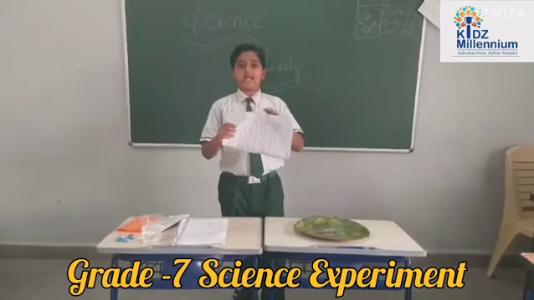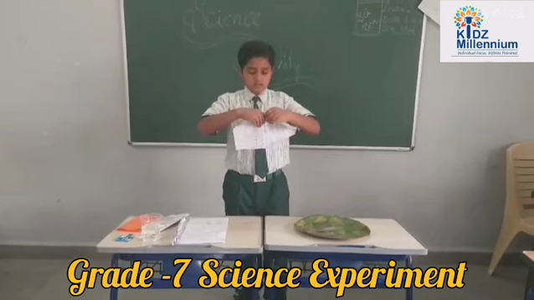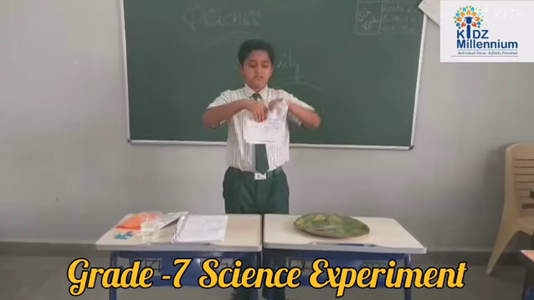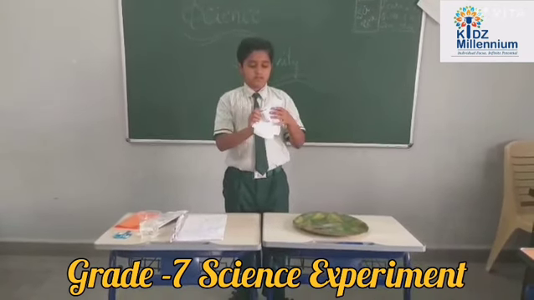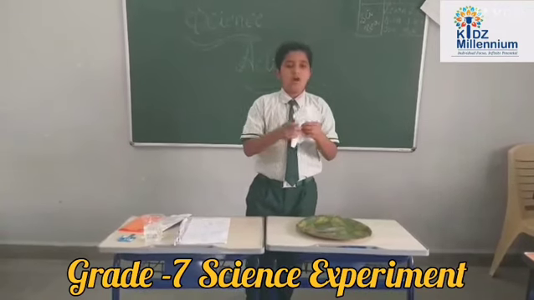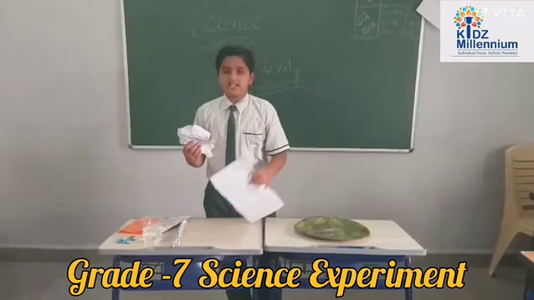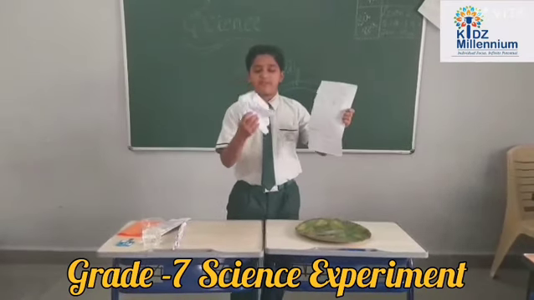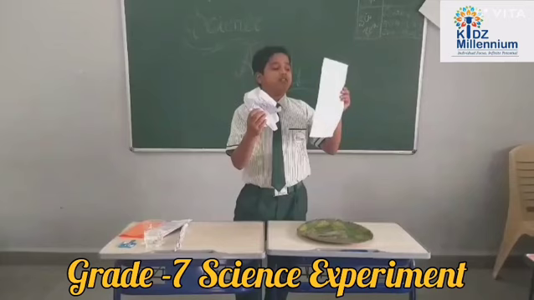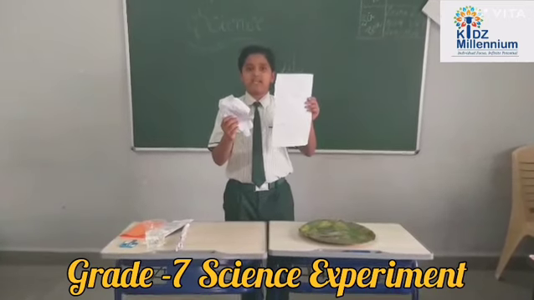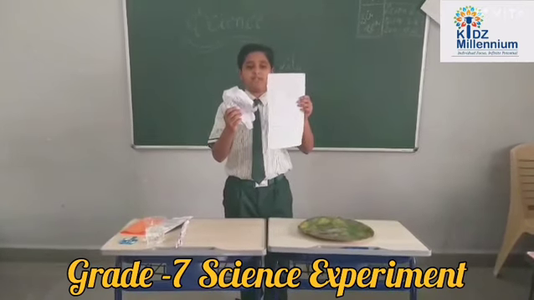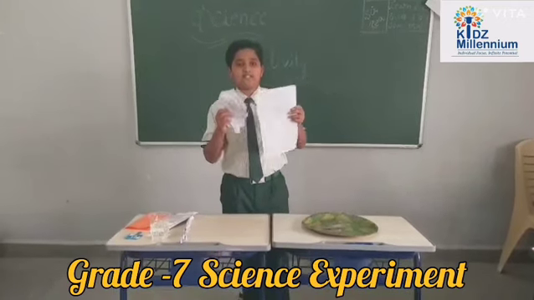So this is a paper and I will tear it into parts. So I have torn this paper into several parts. As you can see, this paper is different from this paper but only in shape and size. But the chemical composition contained in both the papers is the same. So this is called physical change.